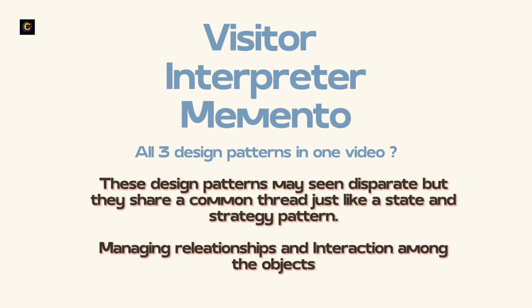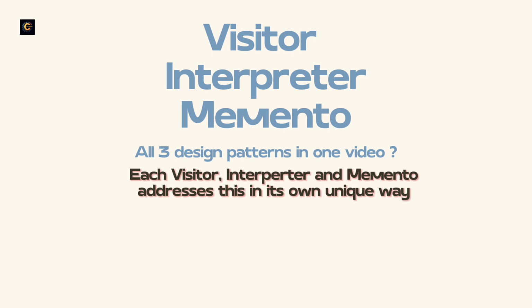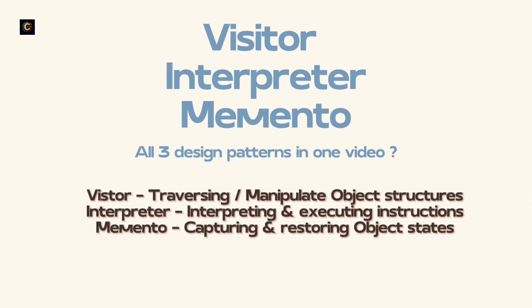Just like the state and the strategy patterns focus on managing behavior, visitor, interpreter, and memento patterns all revolve around managing relationships and interaction between the objects. Each pattern addresses this in its own unique way, whether it's through traversing and manipulating object structures, interpreting and executing instructions, or capturing and restoring object states. So, despite their differences, they all center on orchestrating object interactions effectively.